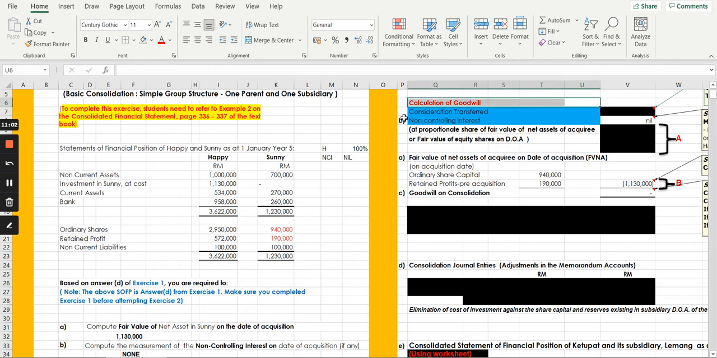I will talk about that later. And then at a proportionate, okay, this is the measurement of non-controlling interest. I'll be talking about that. And then you need to know there is nothing there. And you are asked to calculate the goodwill.